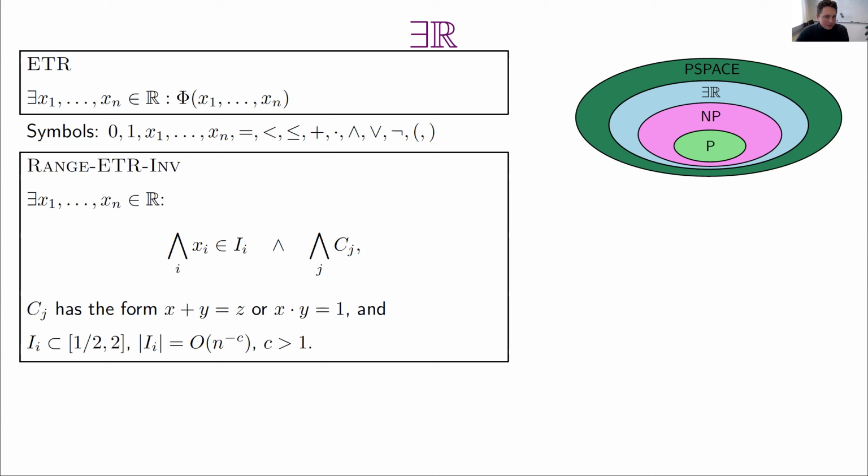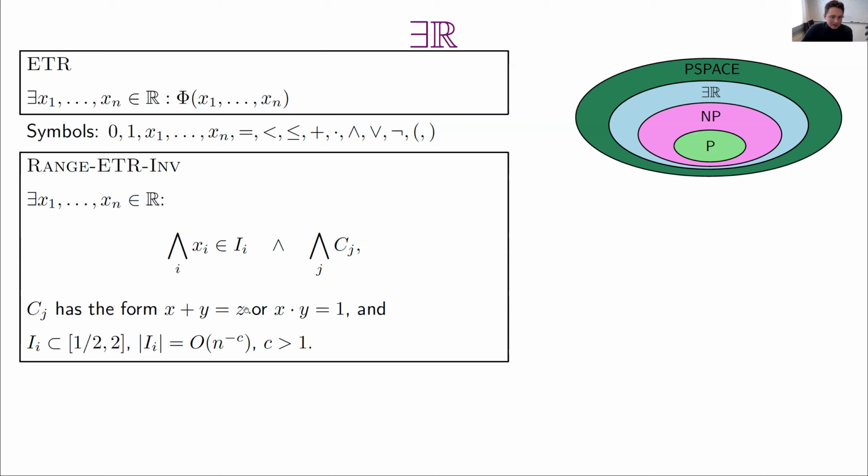But it will be more convenient to reduce from a specialized type of these formulas. So I will reduce from a problem called range EGR_inf. There we are again given real variables, and together with each variable we have an interval that the variable has to be in, and then we also have a collection of formulas CJ.